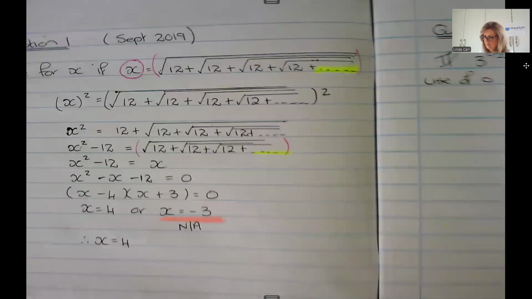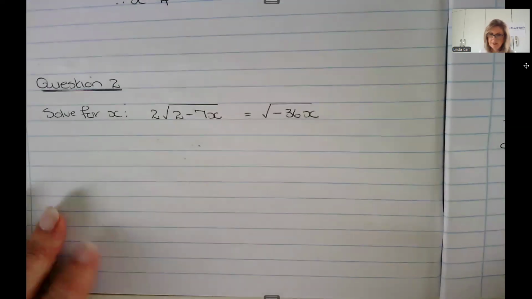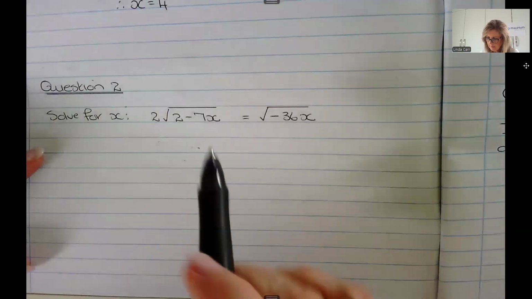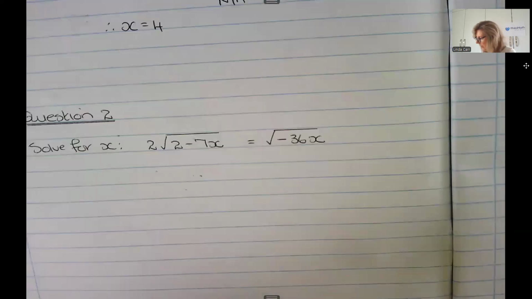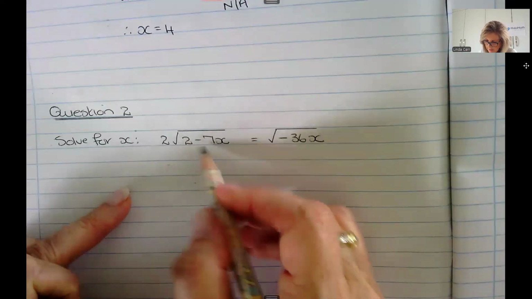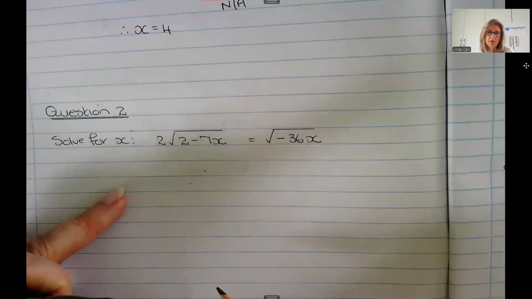Right. The second question is much more mundane. So let's have a look at it. Solve for x. The only hassle here is that you have a square root on both sides. So we're going to use the same technique that we used for question 1, because I know that I've got to get rid of the square roots.